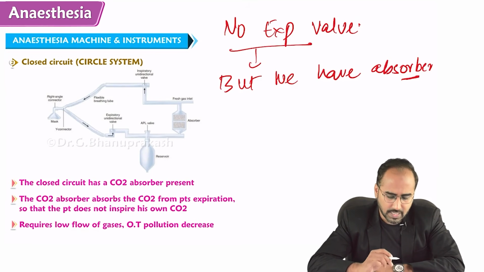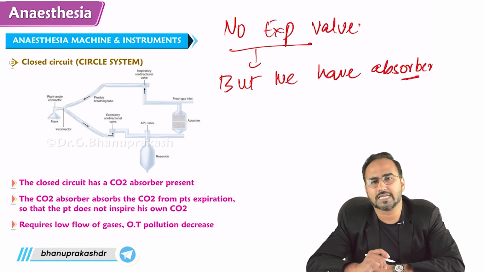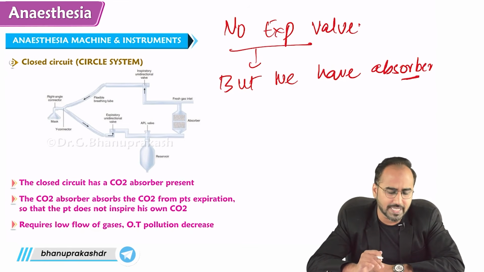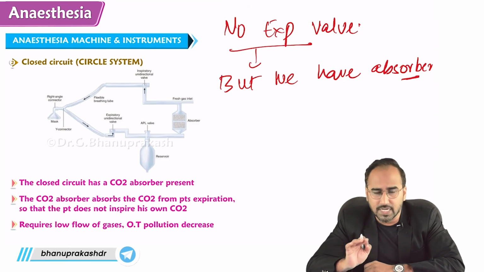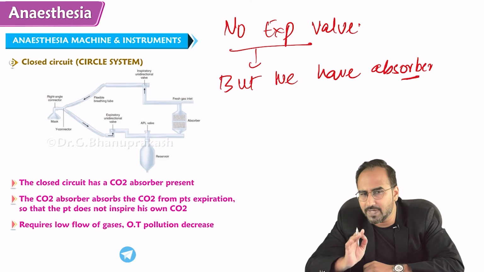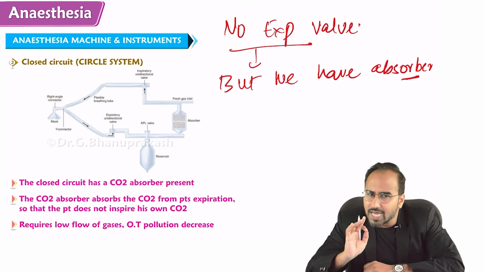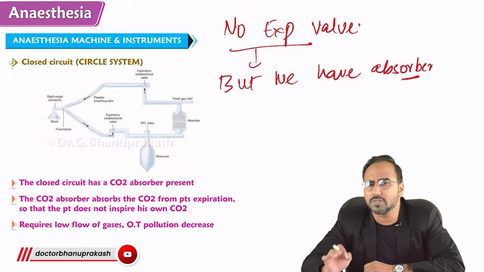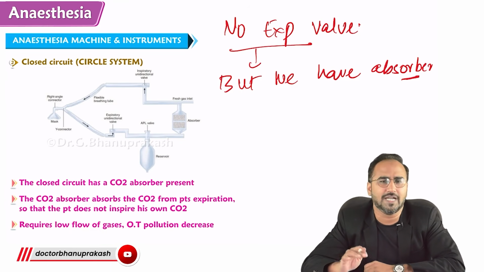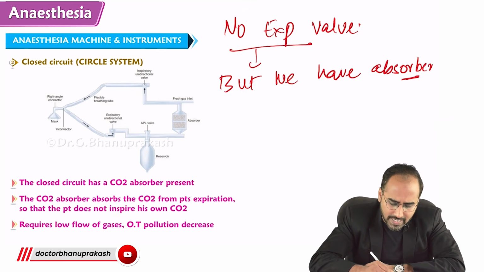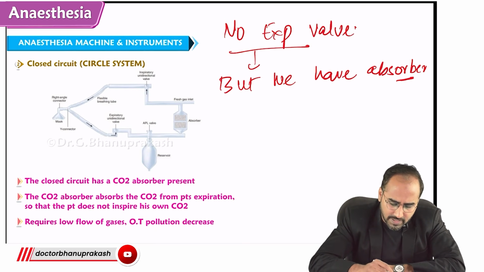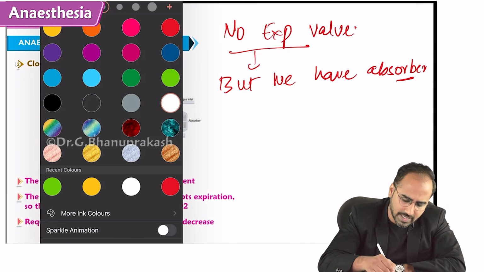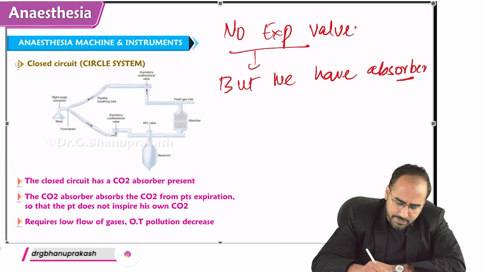Next, coming to the closed breathing circuit. Now guys, I told you the difference between semi-closed and closed breathing circuit. In a semi-closed breathing circuit, we have an expiratory valve that allows the carbon dioxide to go off into the atmosphere. Whereas in a closed breathing circuit, there is no expiratory valve. If there is no expiratory valve, where do the gases go? They go into the absorbing chamber.